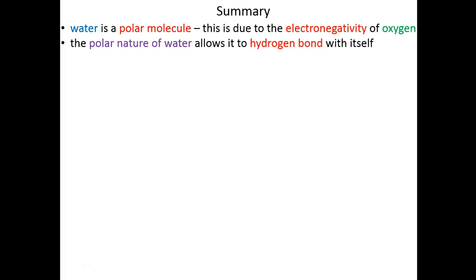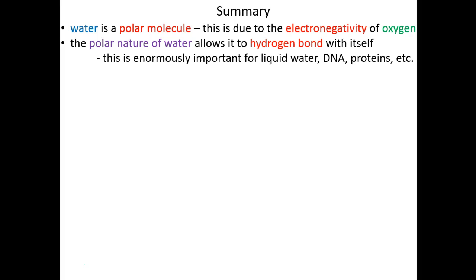This polar nature of water allows hydrogen bonds to form. The partially positive hydrogen of one water molecule interacts favorably, electrostatically, with the partially negative oxygen of another water molecule. That gives us hydrogen bonds. This is enormously important for water to remain liquid at room temperature, so that it can be a universal solvent. Hydrogen bonds also play a role in holding DNA together and allowing proteins to fold properly.